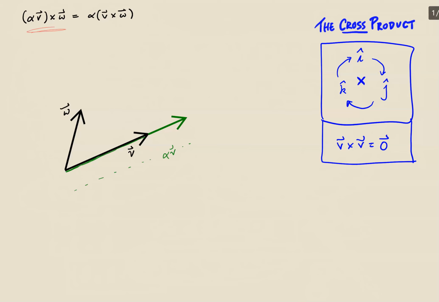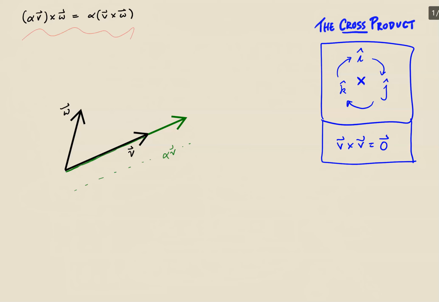If we look at the first vector, alpha v cross w, that's this green vector crossed with w. Well, we know it's going to be perpendicular to them both and is going to be, in this case, pointing in this direction by the right-hand rule. On the other hand, alpha times v cross w, well, here's v cross w. Still, it's going to be pointing in the same direction, and all alpha does is scale it, so it'll just be a little bigger. So these two vectors definitely point in the same direction.